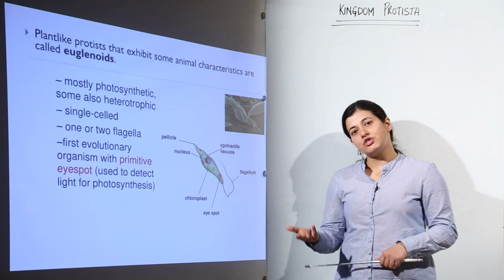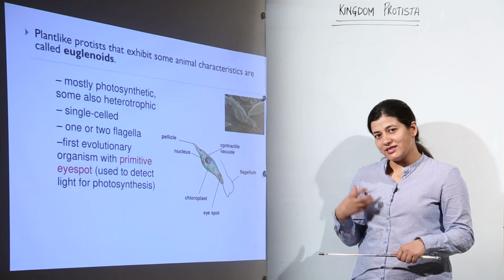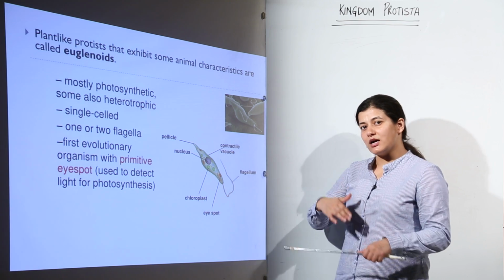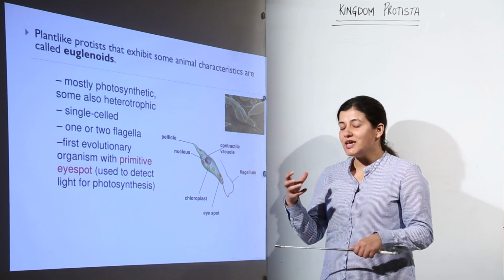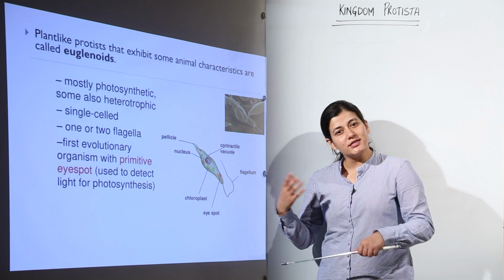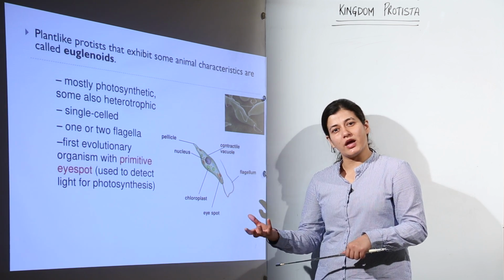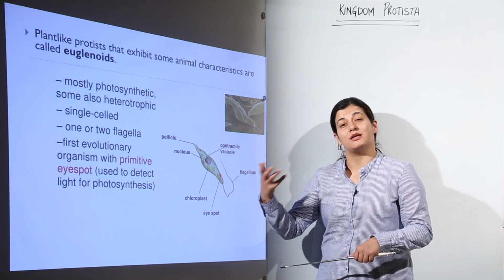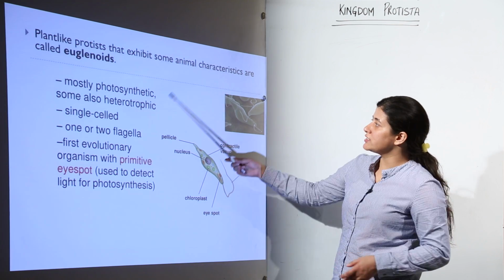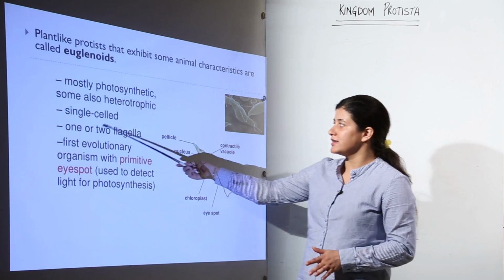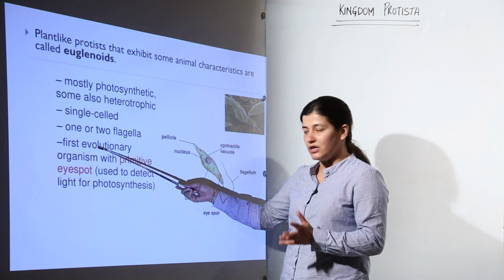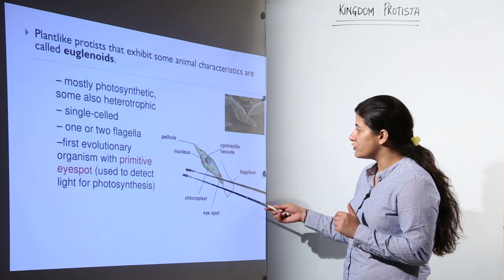And when the conditions are not appropriate, that means in adverse conditions, these organisms would resort to the heterotrophic mode of nutrition. That means they are not able to make their own food. Instead, they would resort to those modes where they would consume the food made by somebody else. So, they are mostly photosynthetic, some are heterotrophic. Another characteristic is they are single celled. Obviously, that is why they are placed in kingdom Protista.